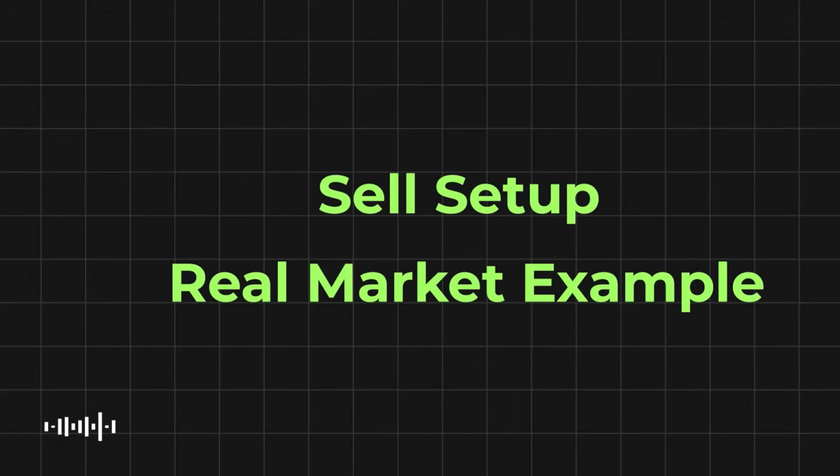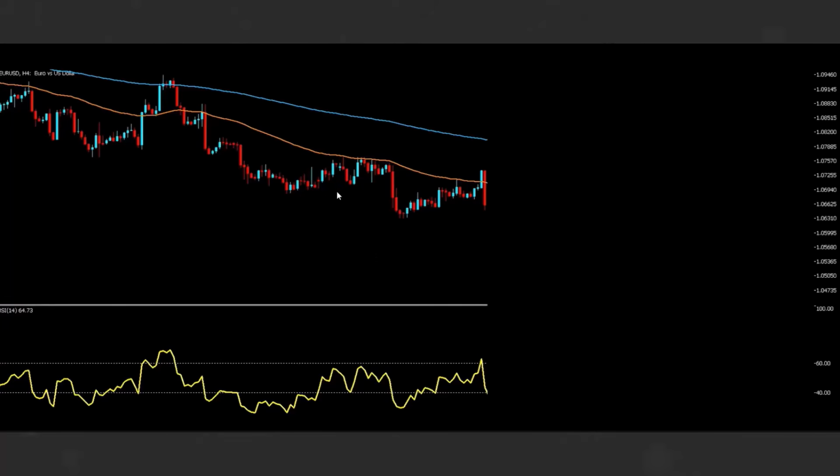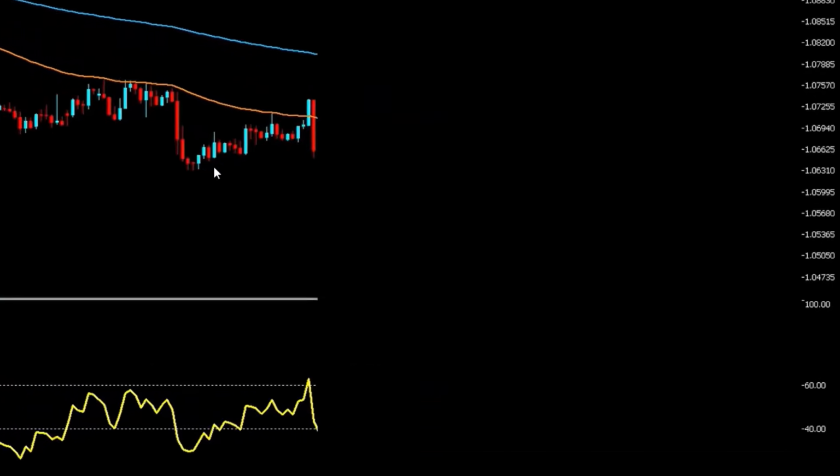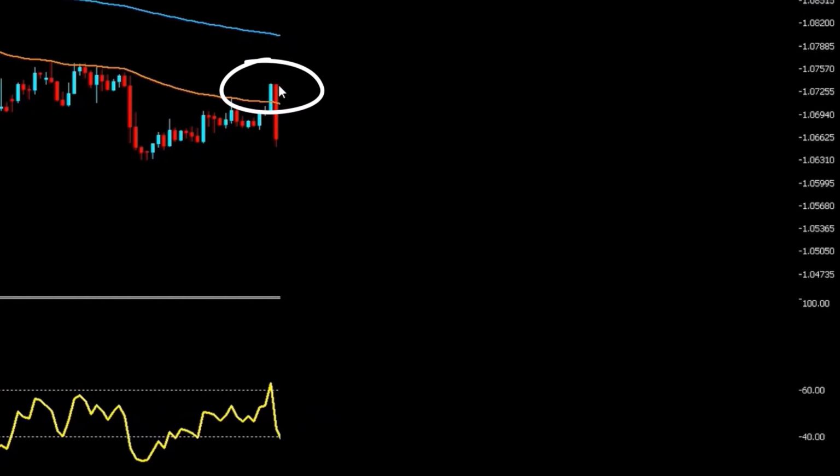Sell setup, real market example. For a sell trade, price first needs to be below the EMA 200. This tells us the market is on a downtrend. Then we wait for the price to pull back toward the EMA 50. We don't jump into the trade after a big move. We let the market come back to us.